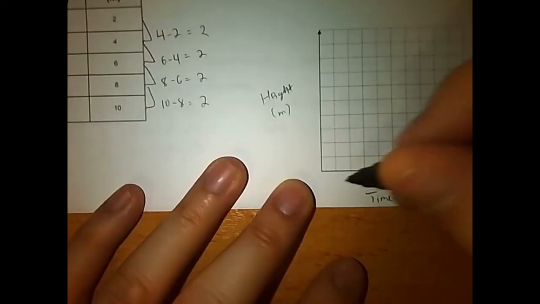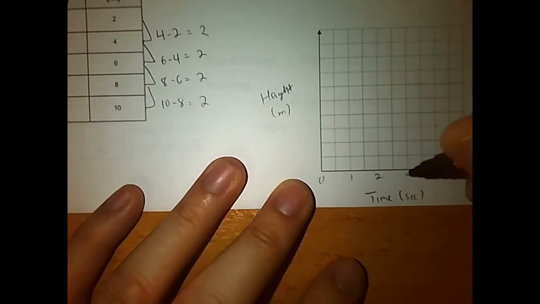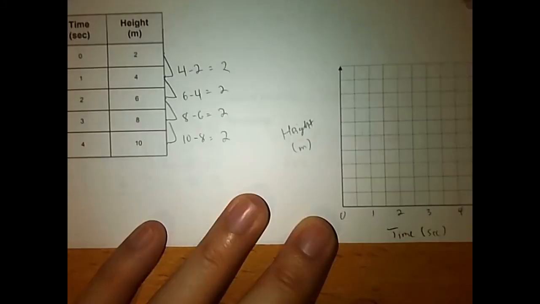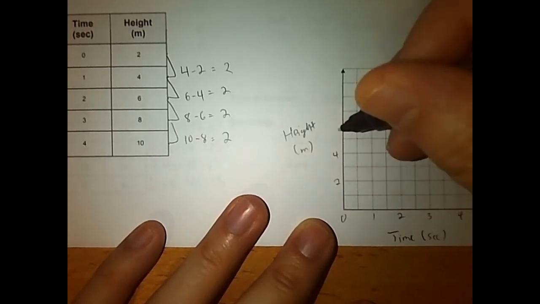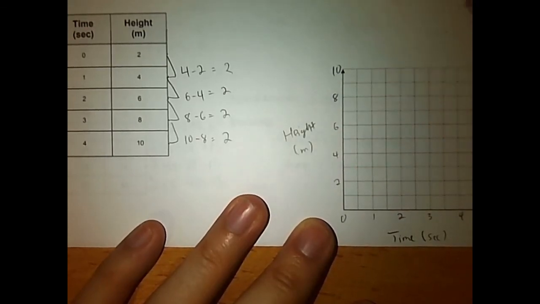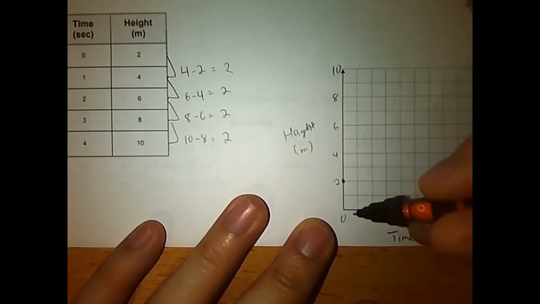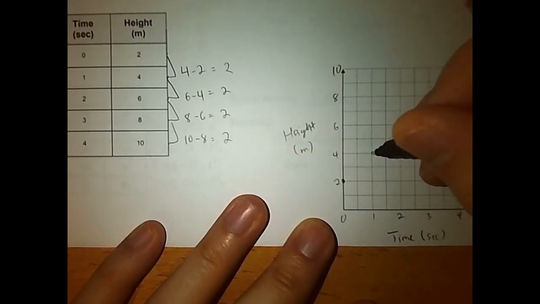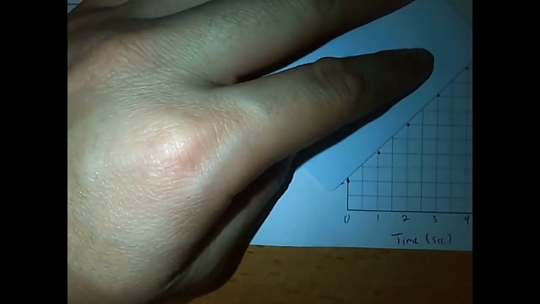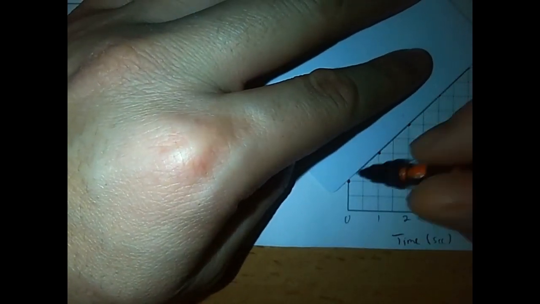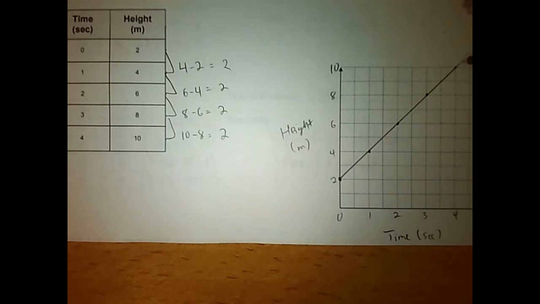So this is going up by ones. We'll do the same thing: 1, 2, 3, 4. Then we'll do our y values for the height. We'll go up by 2, 4, 6, 8, 10. And these are all the same, so it should be a straight line. We have 0, 2. Also partial variation now because it's not starting at 0, 0. 1, 4; 2, 6; 3, 8; and 4, 10. So then once we join these, we see that we have a straight line as well.